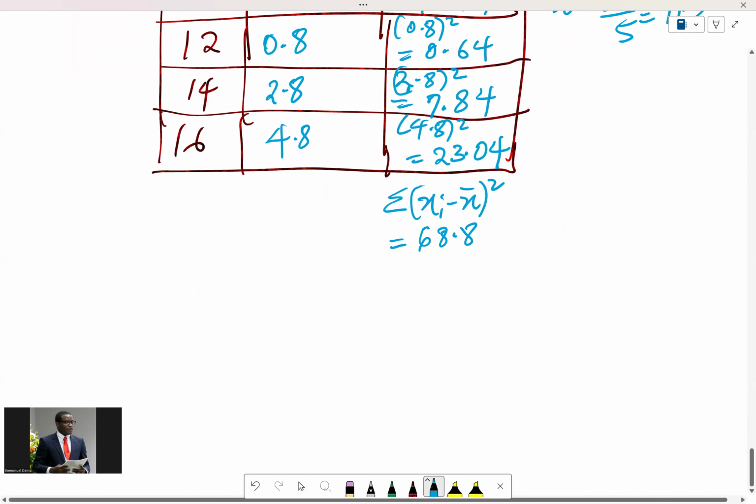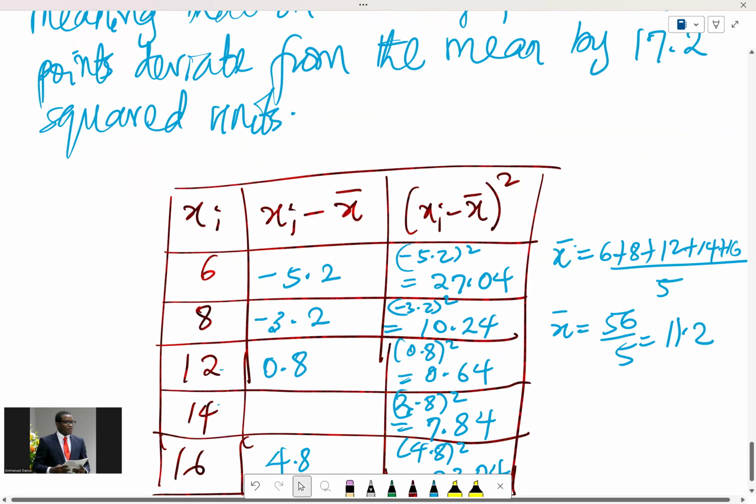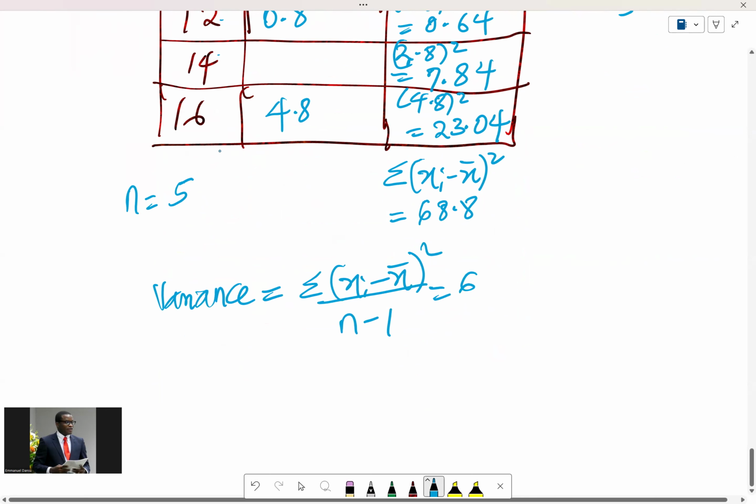68.8. Because you already know your n is 5, right? Because you have 1, 2, 3, 4, 5. So your n is 5. And you just go ahead and get your variance to be the summation of xi minus x bar all squared divided by n minus 1. That's 68.8 divided by 4, which is 17.2, like before.